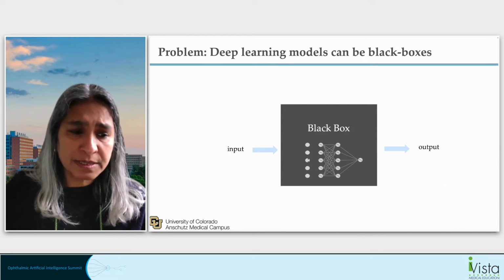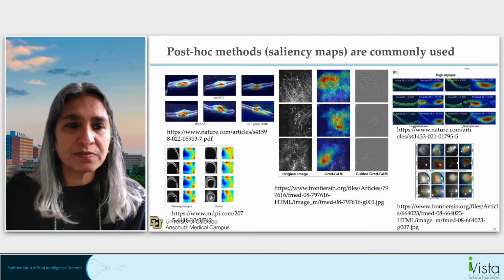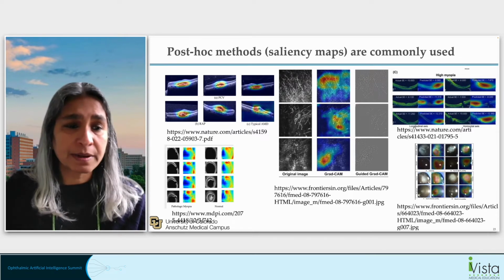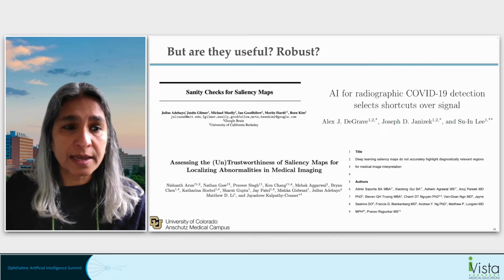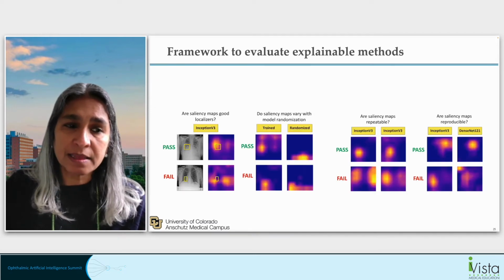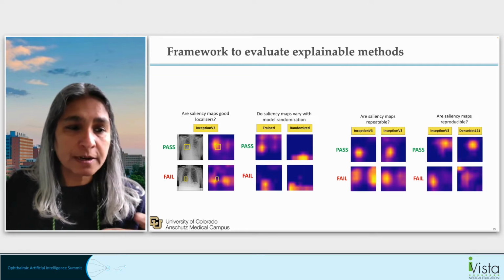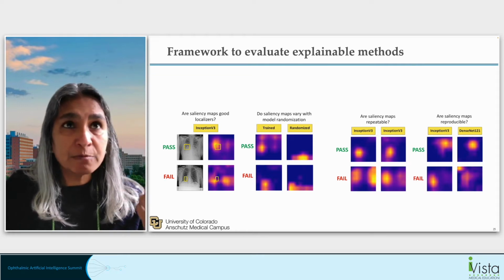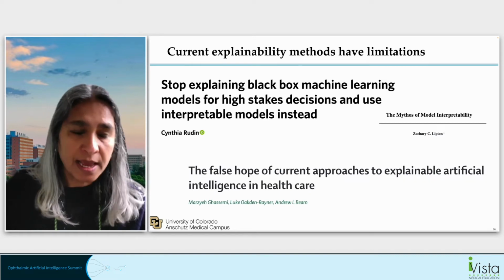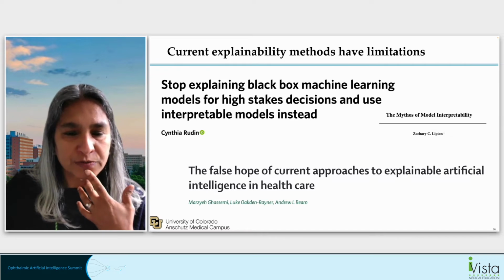The other problem is that these models can be black boxes, and we saw different ways of dealing with that. We've seen Grad-CAMs used very commonly. They're all over the place, but they really are fundamentally flawed. We've shown in radiology that they are not repeatable, they're not reproducible, and trying to put clinical assessment on these is fraught. There's been a ton of work saying, be careful when you use these kinds of methods for explainability.